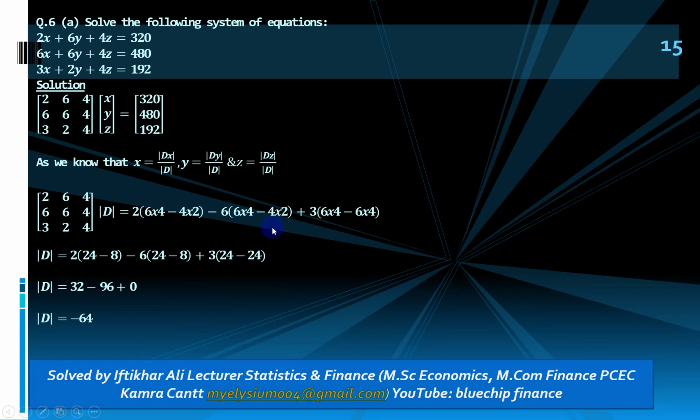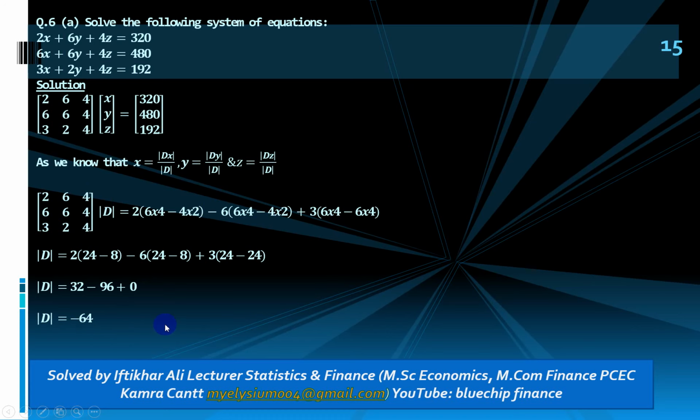In taking determinant, always remember that in the 3 variable case you always put a minus sign after the first step and a plus sign after the second step. Now take the third value, that is 3, and eliminate the row and column in which 3 is. Remaining values are 6, 4, 6, 4. So 6 multiplied by 4 minus 4 multiplied by 6 given here, and finally the determinant is minus 64.